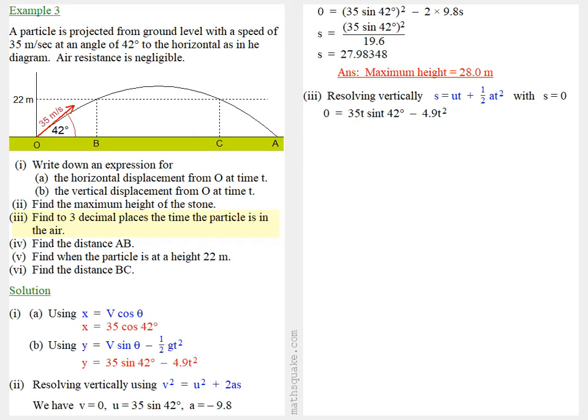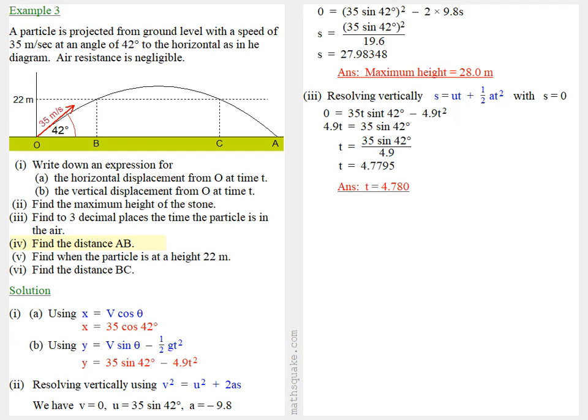And because when it lands, t won't equal 0, we can divide all the way through by t. And that gives us 4.9t equals 35 sine 42, or t is equal to 35 sine 42 divided by 4.9, which works out to be 4.7795, or rounding that off to 3 decimal places, t equals 4.780.